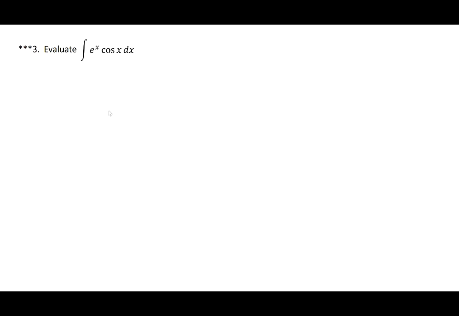And so what's the deal? What's u and what's dv? Wait a minute. e to the x, what kind? Exponential. Cosine x, what kind? Trigonometric. So which one is a better dv? Exponential is a better dv. So that means e to the x dx. Always associate dv with the dx. So dv is e to the x dx. What is left? Cosine x. So that's going to be your u. So u equals cosine x and dv is e to the x dx.